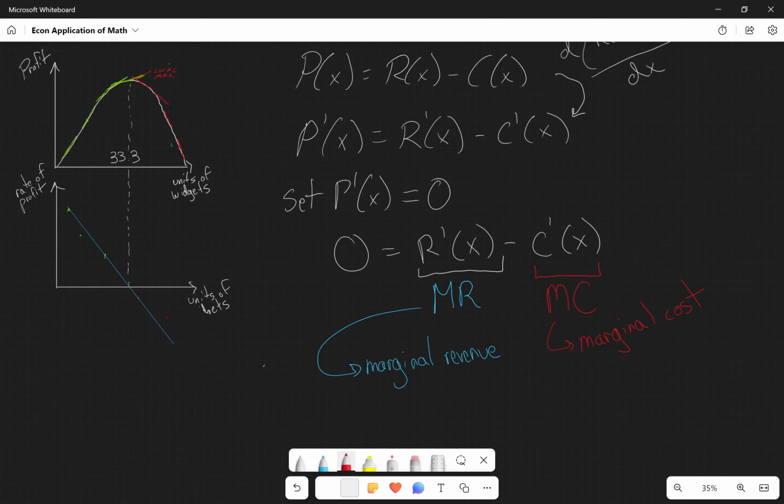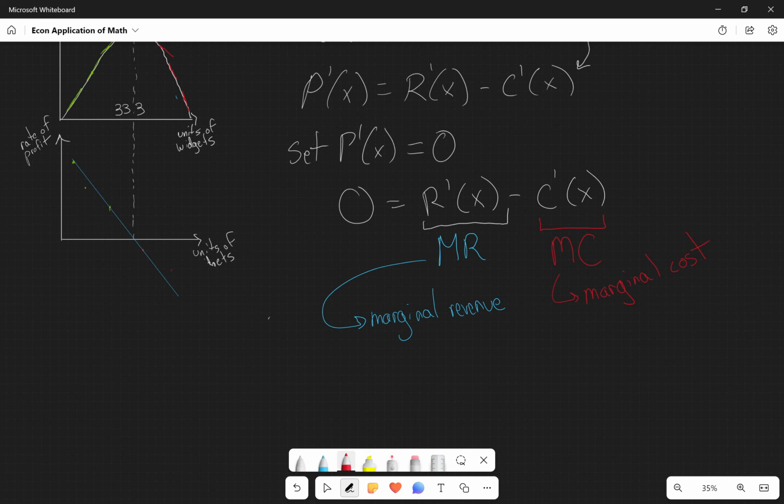And so when we solve for either one of these, when we get rid of the 0 on the other side of the equal sign, and when we replace these terms for their economic values, we end up getting the golden rule in economics, which is that your profit maximization output is always where your marginal revenue is equal to your marginal cost.